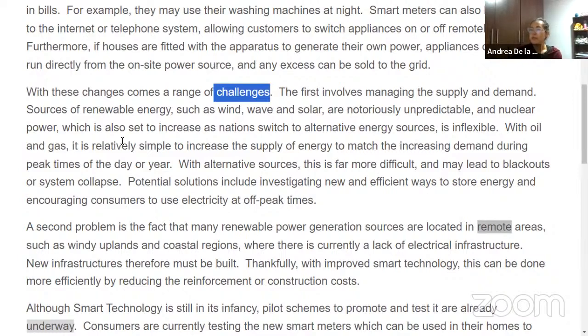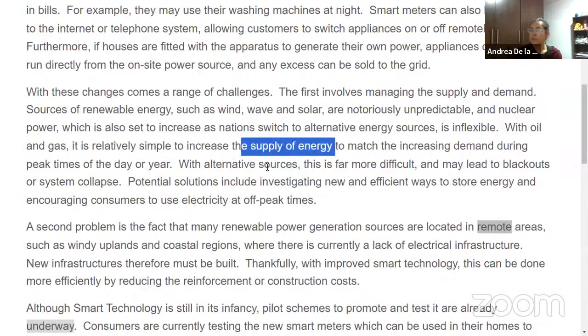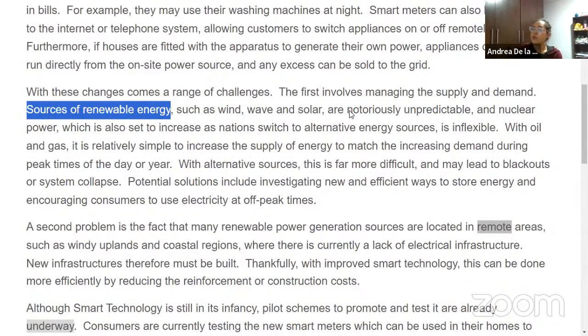We continue reading to see if there's another one. We have energy here, but it's about the supply of energy, right? Alternative sources. We have the word sources, but they are talking about alternative sources here. Okay, so we start reading. The first problem, the first challenge involves managing the supply and demand. Sources of renewable energy, such as wind, wave, and solar, this is what we care about, are notoriously unpredictable. And nuclear power, which is also set to increase as nations switch to alternative energy sources, is inflexible.